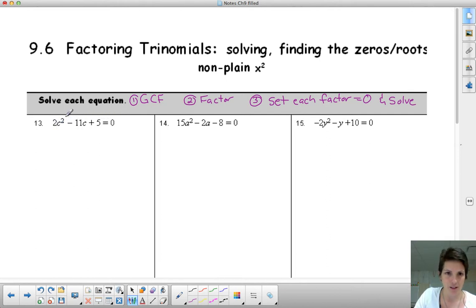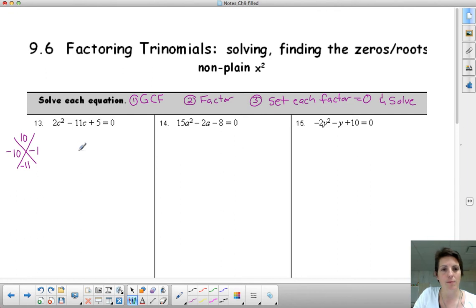So I can start in on solving. Do they have a greatest common factor? No. So now when I factor, this a value is not 1, right? It's a 2, so we can't just use our x. We have to use our x and our box. 2 times 5 is 10. The b value is negative 11. Two numbers that multiply to a positive 10 but add to a negative 11 have got to both be negative. And in this case, negative 10 and negative 1.